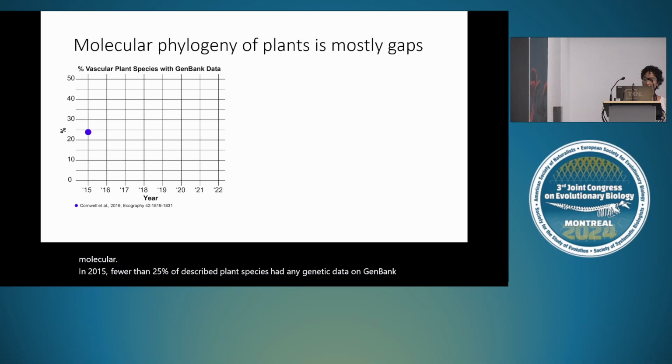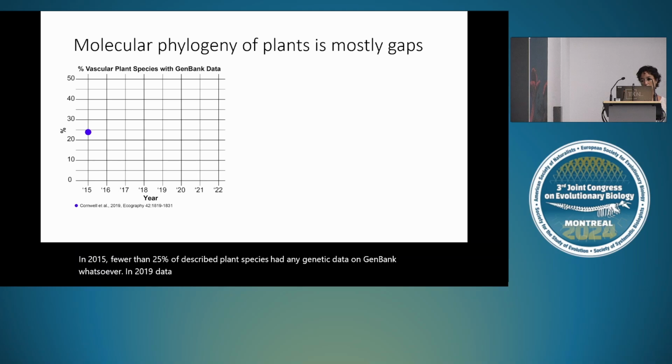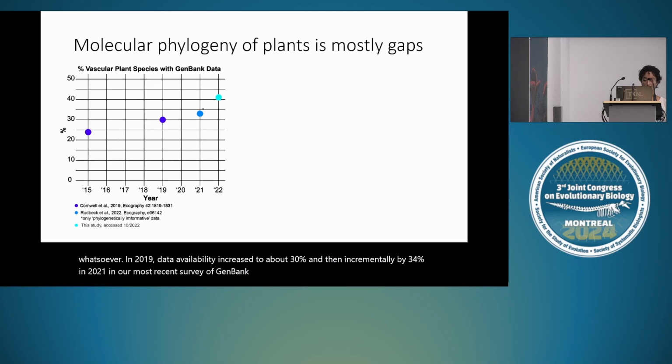In 2019, data availability increased to about 30%, and then incrementally by 34% in 2021. In our most recent survey of GenBank, we found just over 40% of species with some form of genetic data, though not necessarily phylogenetically useful data. And if we're counting full genomes, less than 1% of species have been sequenced.